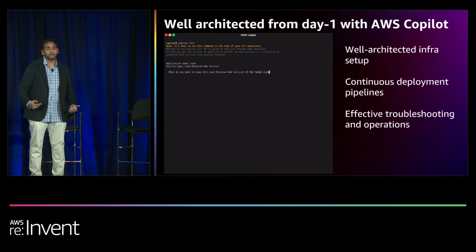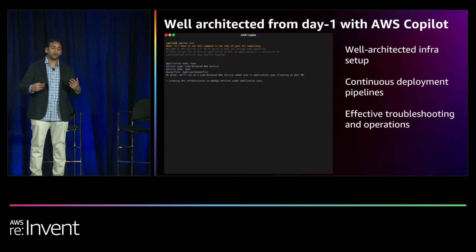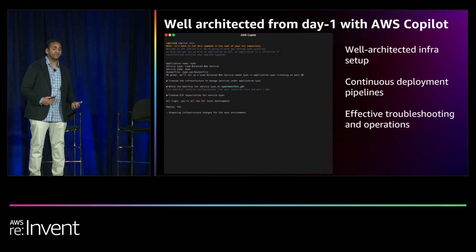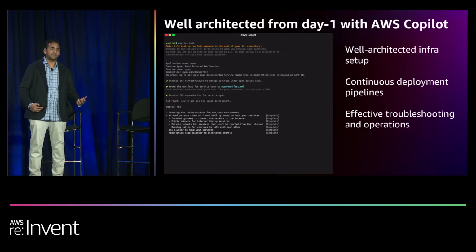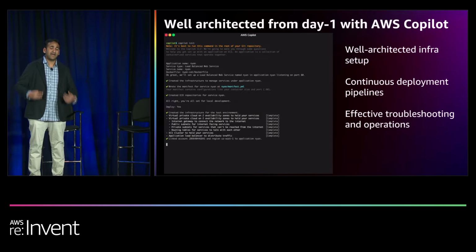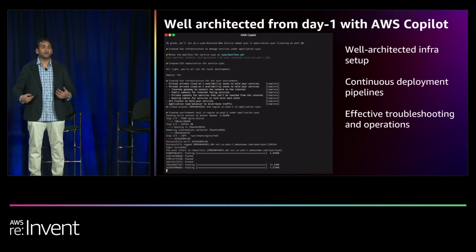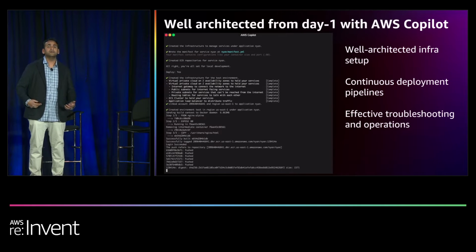What's more, Copilot also makes it easy for you to set up deployment pipelines, which make it really fast and easy for your development teams to push out code. Also, Copilot makes it easier for you to troubleshoot and operate, especially for developers, especially for environments where you have developers running and managing the entire stack.